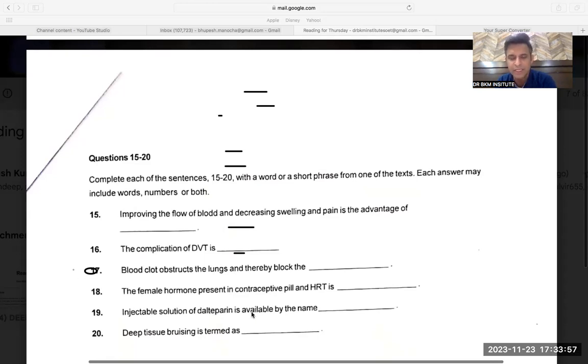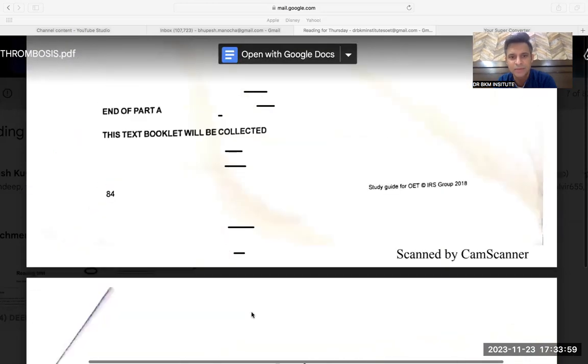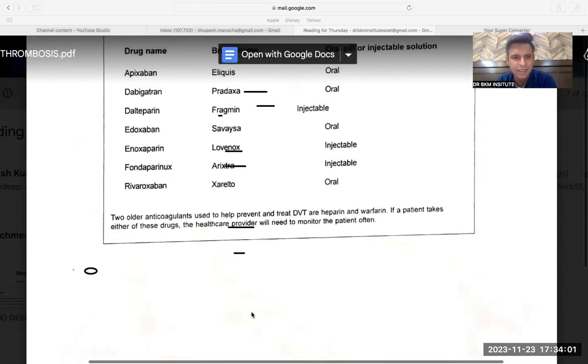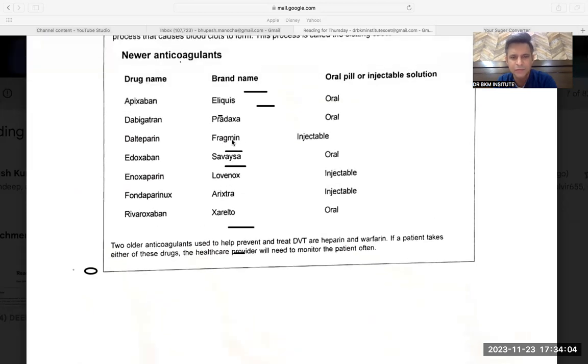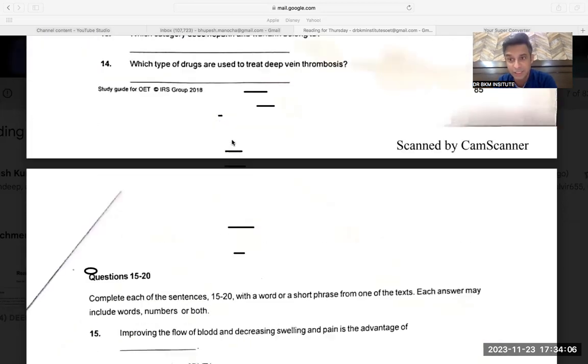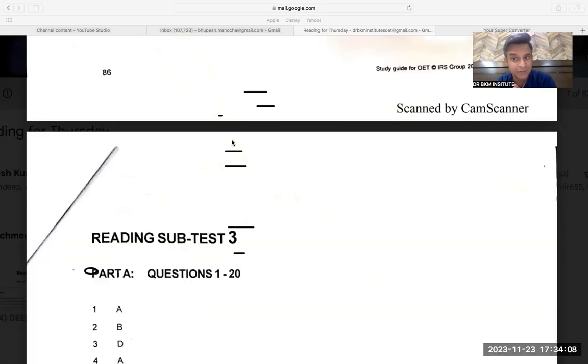Injectable solution of Dalteparin is available by the name. So I just have to tell the brand name. It should be in the D. Deltapin, and this is the injectable from Fragmin. So this is my answer. See, easy questions are always in the end. That is where we lose time.